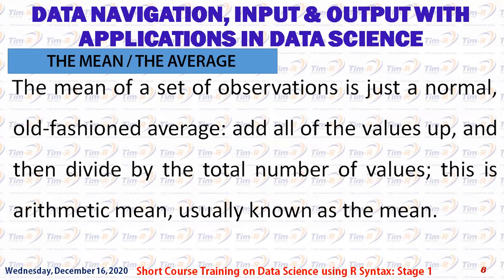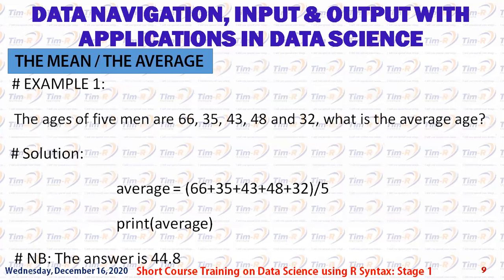We pick the mean. The mean of a data set is just a normal old-fashioned average. You add the values up and divide by the total number of values you have. That is called the arithmetic mean anyway. Usually we call it the mean. Let me give you an example. We start from example 1. The ages of 5 men are 66, 35, 43, 48, and 32. If somebody asks you, what is the average age?